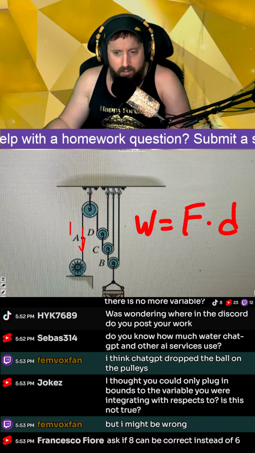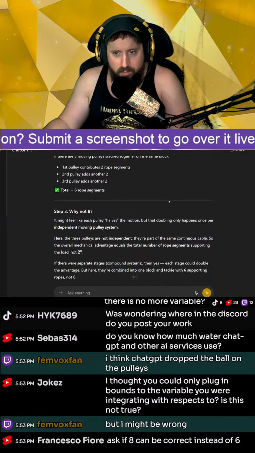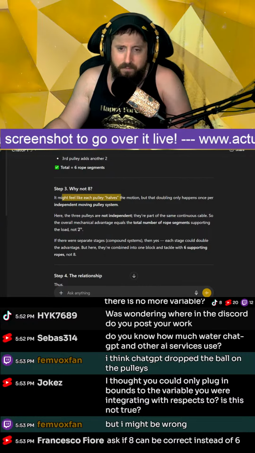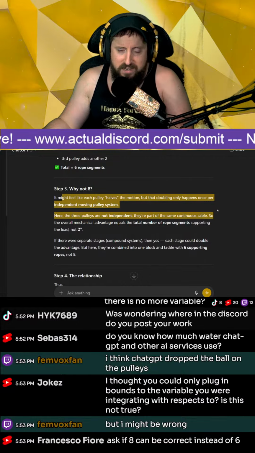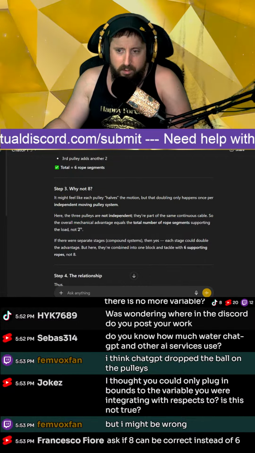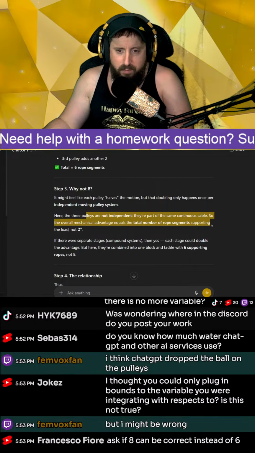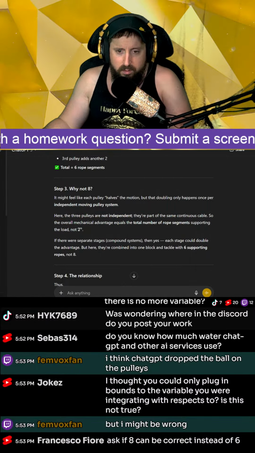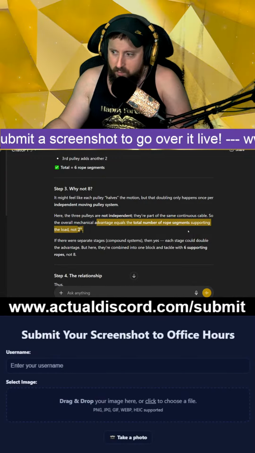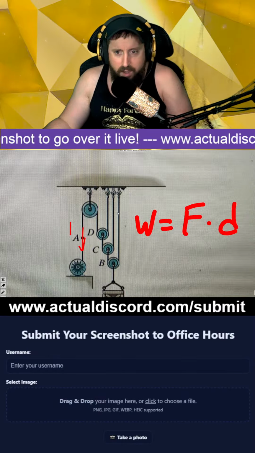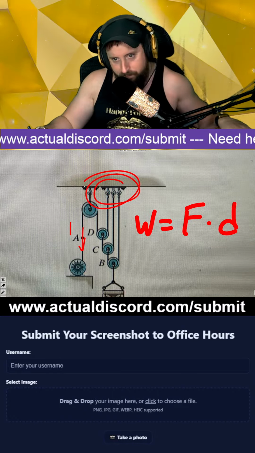But, yeah, no. I think there's more than, there's 4. It might feel like each pulley halves the motion, but that doubling only happens once per independent moving pulley system. Here, the 3 pulleys are not independent. They're part of the same continuous cable. So the overall mechanical advantage equals the total number of rope segments. Yeah, I think it's screwed up on this, right? Can we agree? I think it messed up on that.